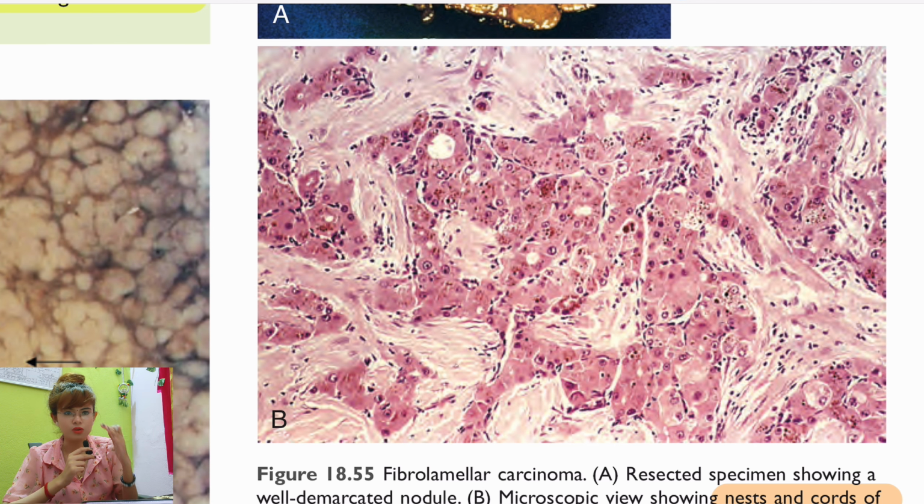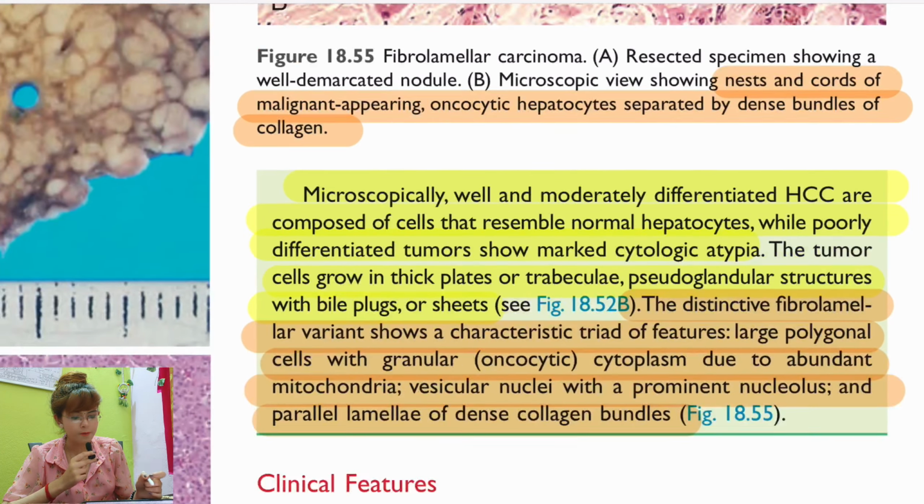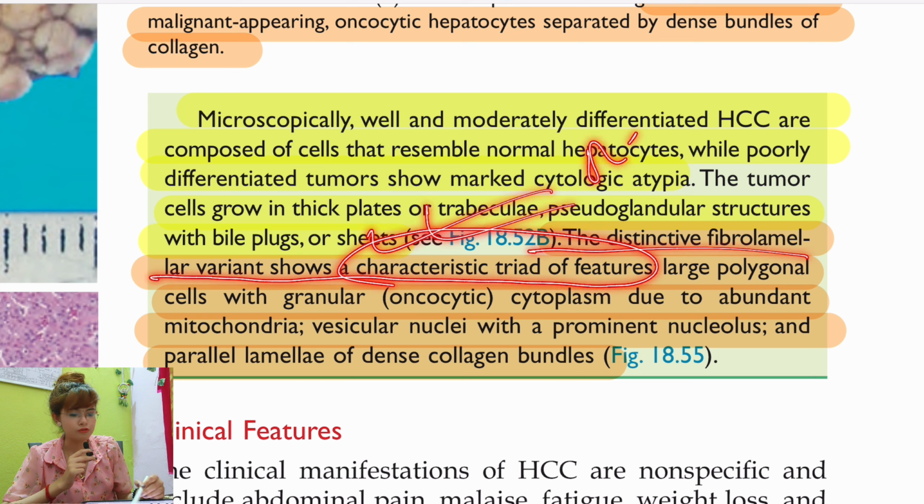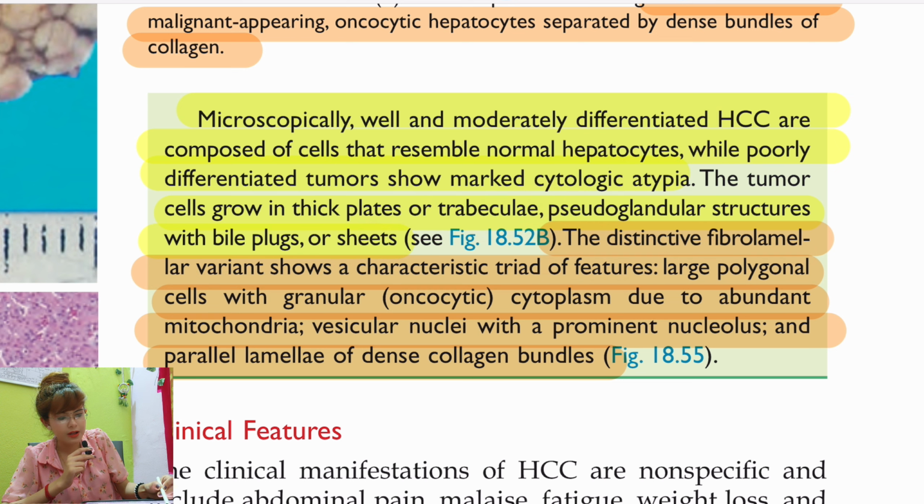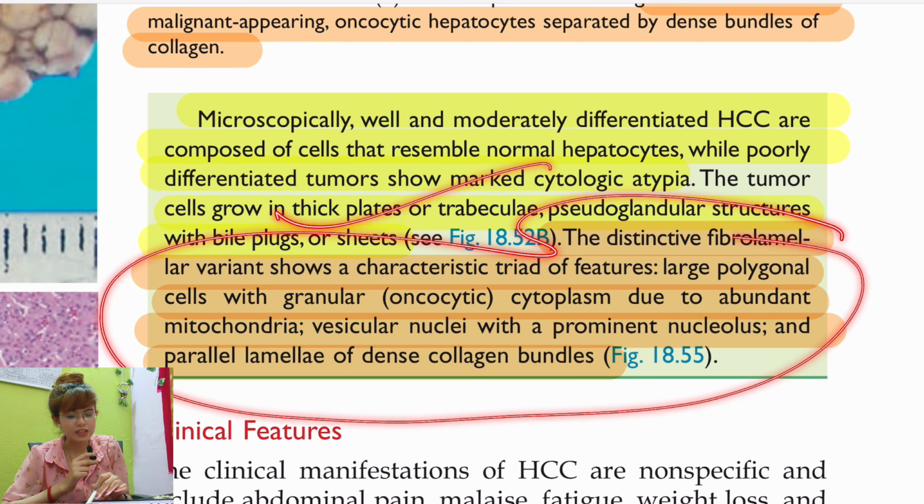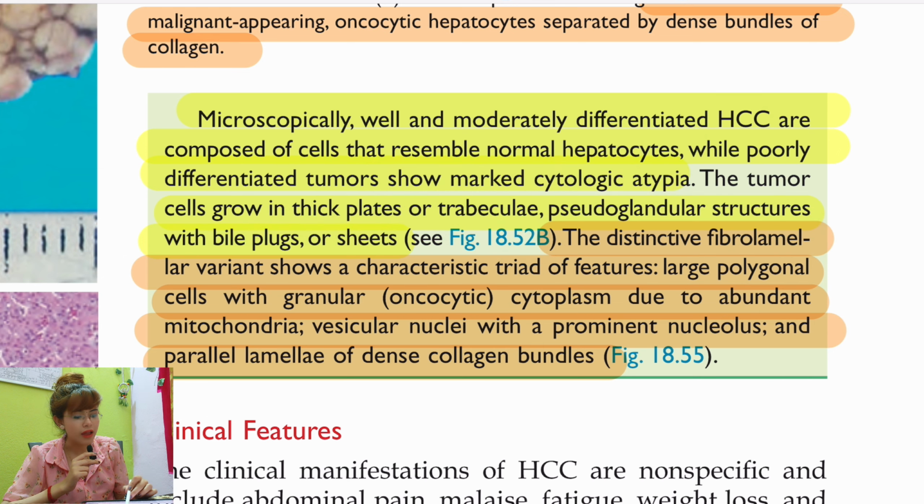There can be a question based on the fibrolamellar variant, so please be careful. This entity arises in conditions where there is no pre-existing liver disease. The distinctive fibrolamellar variant shows a characteristic triad of features. Very, very important MCQ point. Number one, large polygonal cells with granular or oncocytic cytoplasm due to abundant mitochondria. Number two, vesicular nuclei with prominent nucleolus. And number three, parallel lamellae with dense collagen bundles. All these three have to be present, and these form the triad of features pointing towards the fibrolamellar variant.